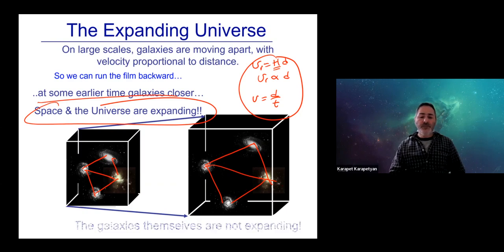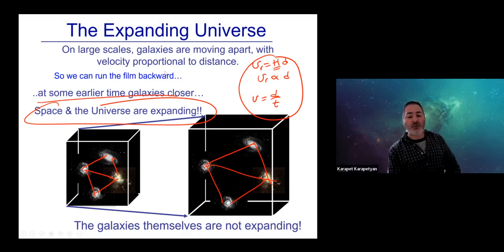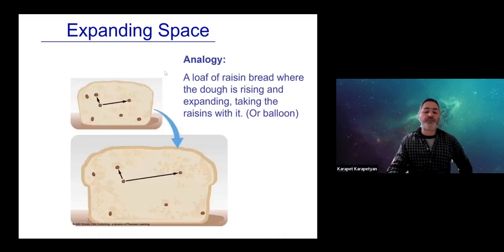Okay, so that's also something important to understand. Galaxies themselves are not expanding, but the universe is expanding, so the space between the galaxies and things like that. That basically means galaxies are moving away from each other, right? That's pretty much what the expanding universe describes.